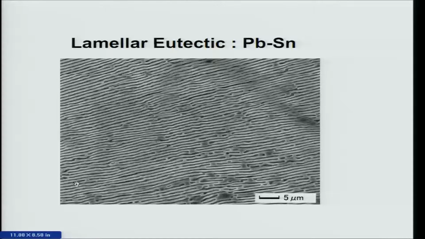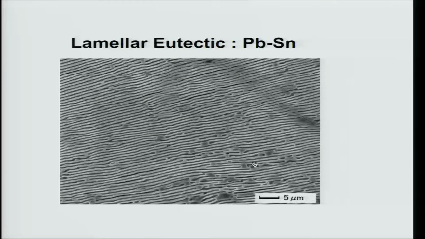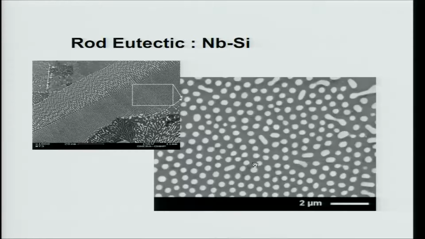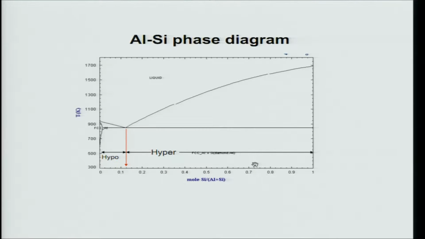So this is the lamellar eutectic. If you take a completely eutectic composition, you will form a lamella. Okay, now you can also form a rod. So let me just go back to the aluminum silicon. Yes, this is the aluminum silicon phase diagram, very interesting and very widely used. You see here, this is a hyper-eutectic alloy, silicon is pure on the right side.